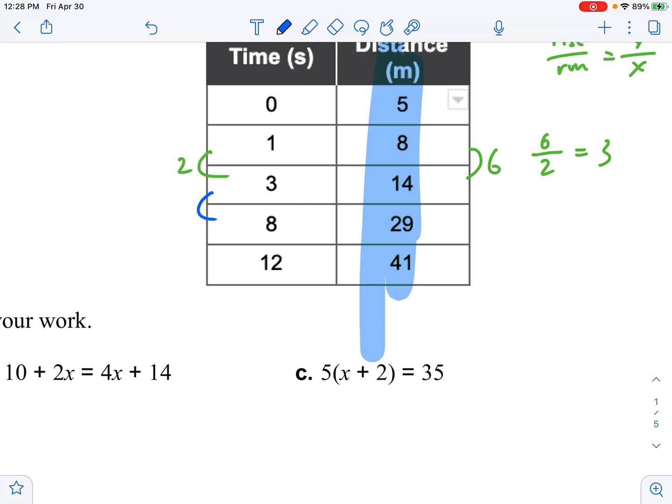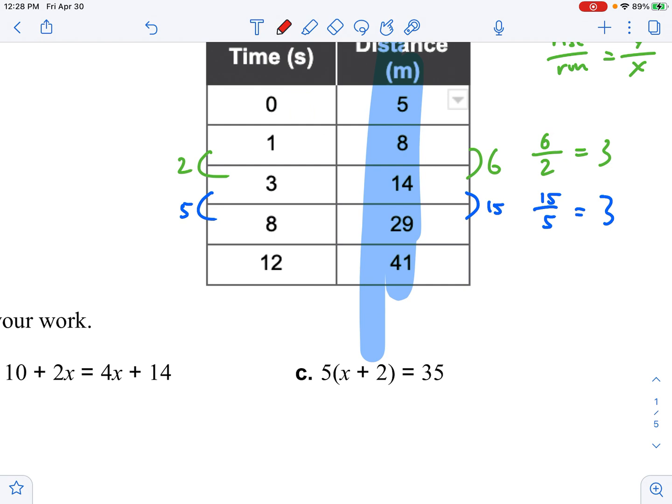So 3 to 8, the difference is 5. 14 to 29, the difference is 15. So it rises 15 and runs 5. They're the changes. 15 divided by 5 is 3.